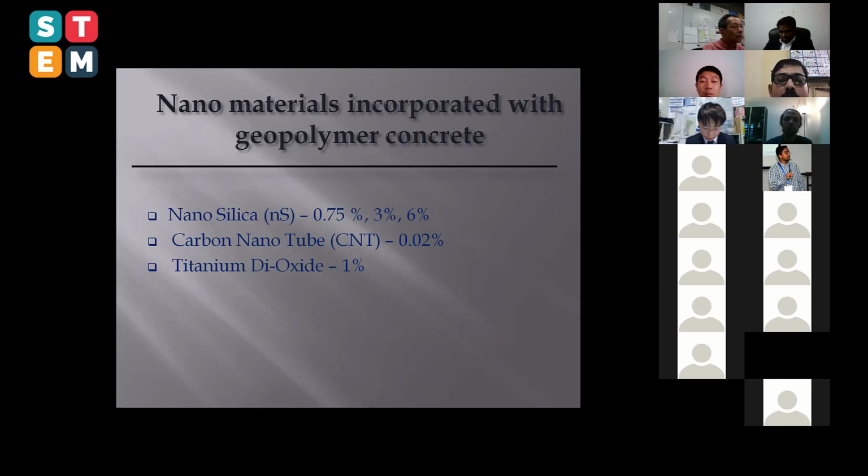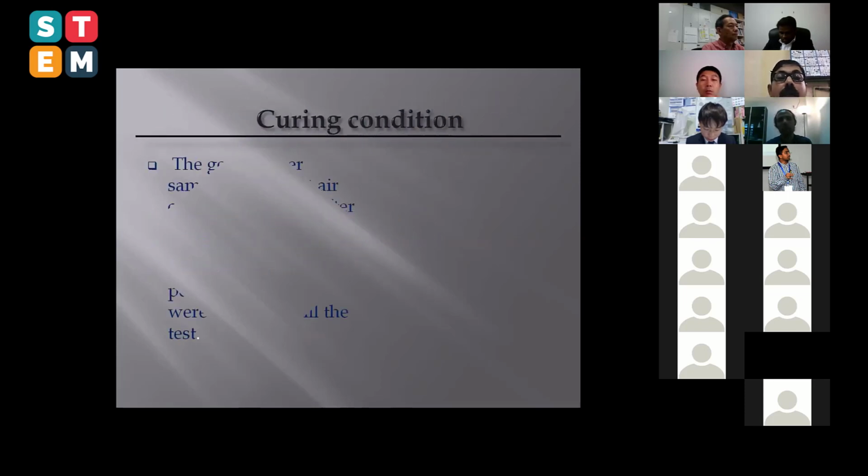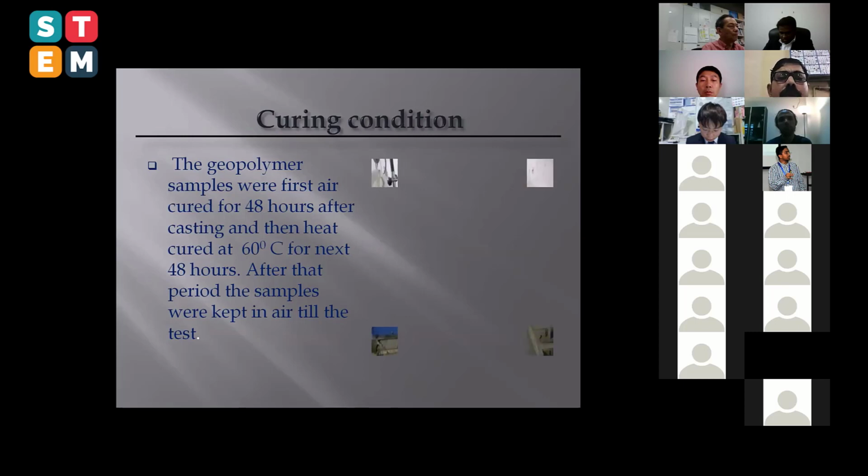So after getting the optimization, we used a similar percentage in the geopolymer concrete to get the performance. For nanosilica, we use this percentage. For carbon nanotube, we have used the optimum percentage, 0.02% by weight of cement. For titanium dioxide, this should be nano titanium dioxide, 1% by weight of cement. And we have utilized the curing condition.